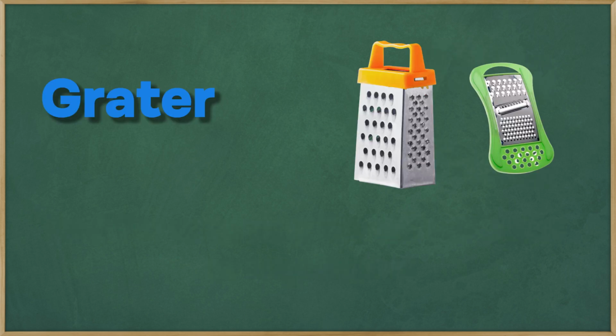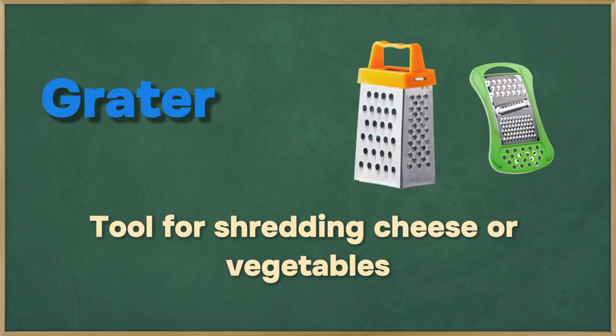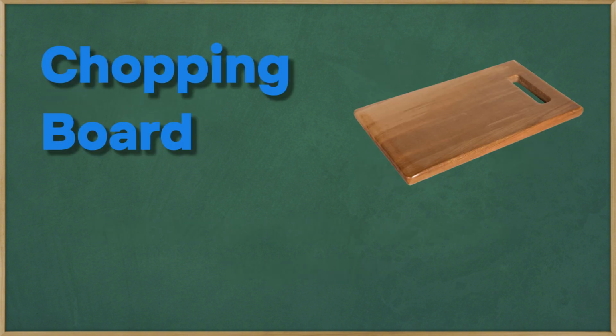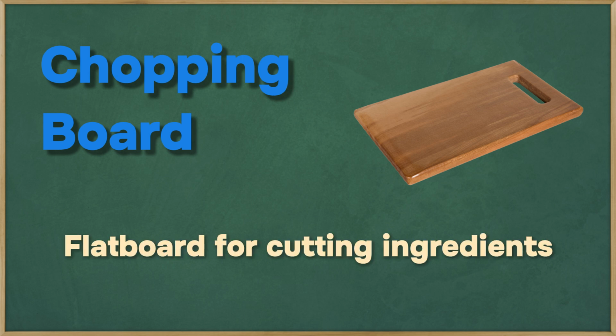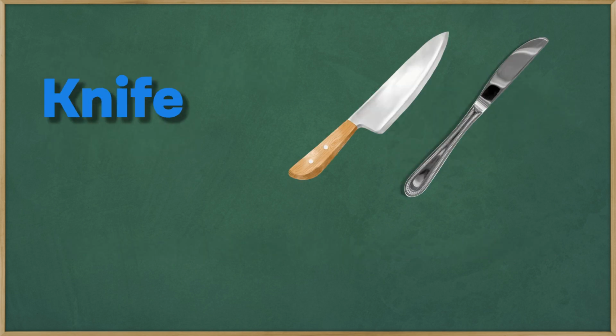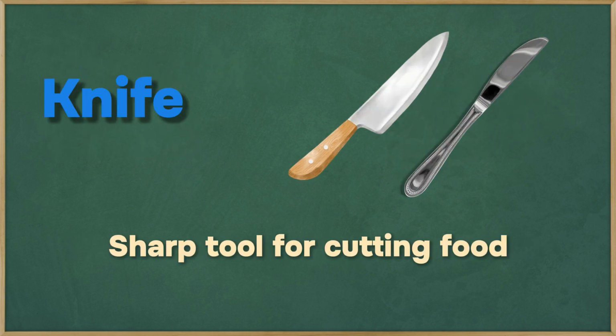Grater. Tool for shredding cheese or vegetables. Chopping board. Flat board for cutting ingredients. Knife. Sharp tool for cutting food.